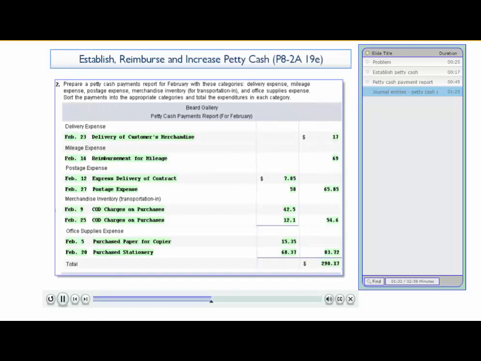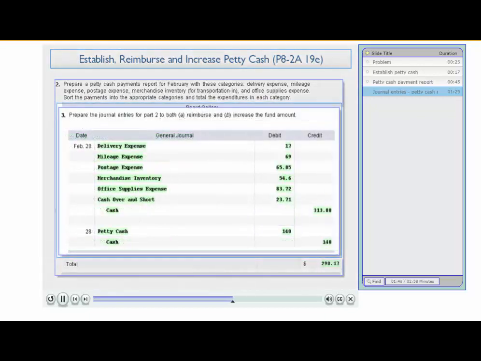Once we have the petty cash payment report in front of us, we have the information to complete requirement 3, which asks us to prepare the journal entries for part 2 to both A, the reimbursement, and B, the increase of the fund amount. So you see on the screen the journal entry, and this is a compound entry because we have more than just a single account being debited and credited in the entry. We are debiting delivery expense, mileage expense, postage expense, and the other categories based on the balances we determined in the petty cash payment report.